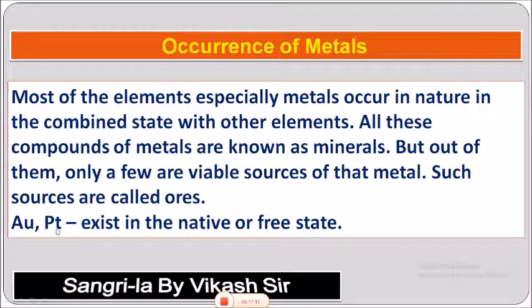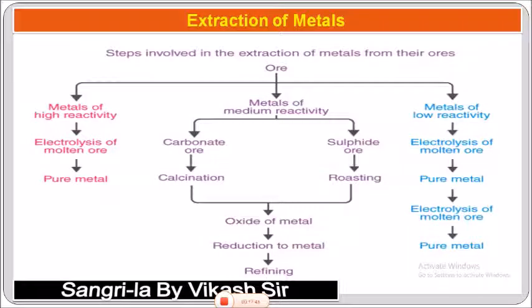Okay, and remember that Au and Pt exist in the native or free state in the earth's crust. So remember, this is a very important point, and generally we get metals from their particular ores. For example, aluminum we can get from its bauxite ore. Okay, iron we can get from its hematite or magnetite ores, etc. Okay, now you can see the extraction of metals.